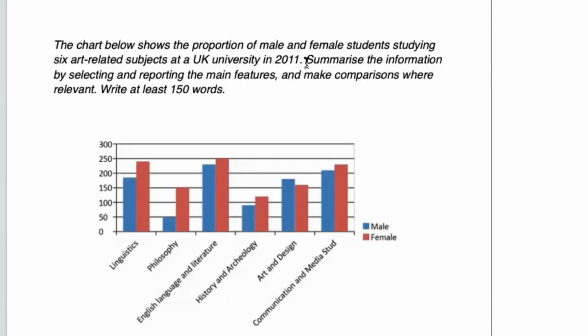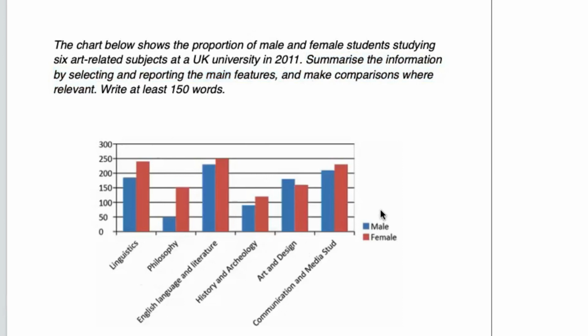Now, the second sentence here is probably the most important. It tells you exactly what you have to do. So you have to summarize the information here by selecting and reporting the main features. Not all of the features, the main features. This is a big thing that students usually don't really pay attention to. So you don't want to write about everything. Remember, you only have 150 words as a minimum to write this. So you want to report the main features and make comparisons where relevant.